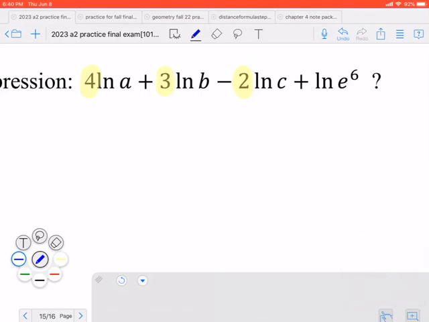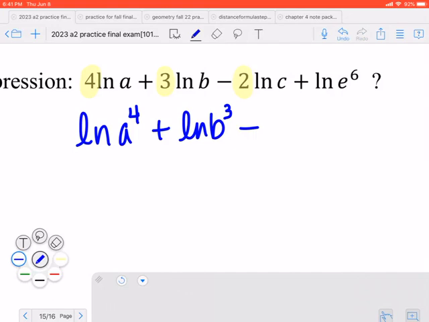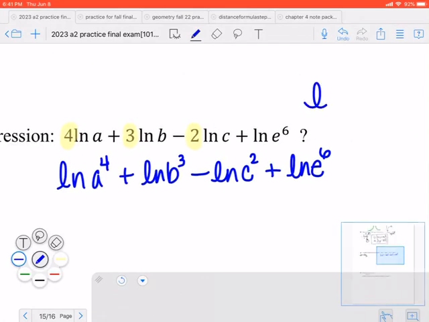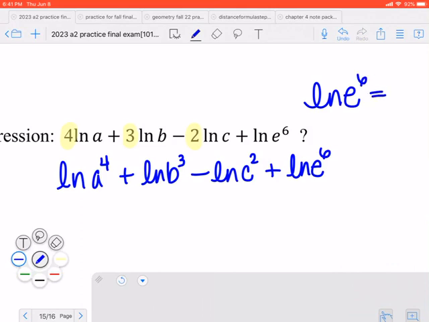So 4 natural log of a is natural log of a to the 4th, plus natural log of b to the 3rd, minus natural log of c to the 2nd, plus natural log of e to the 6th. Now hopefully you remember from just a couple problems ago, we talked about that the natural log of e to whatever number equals whatever the exponent is. So that whole last term here just equals 6.